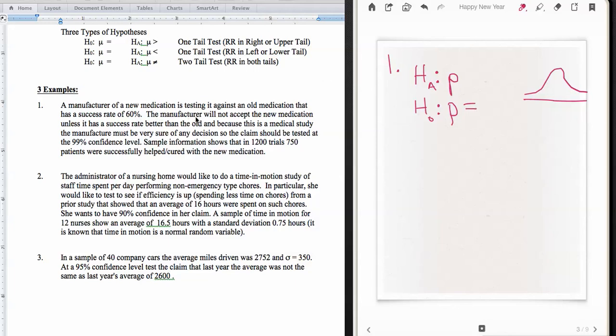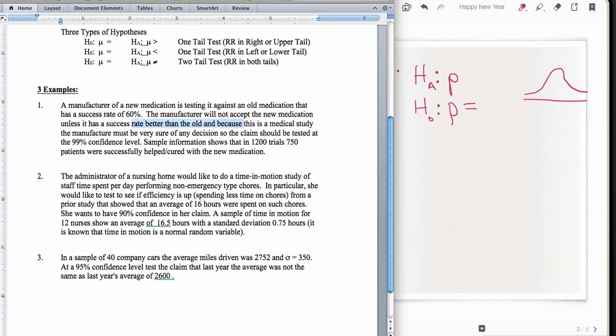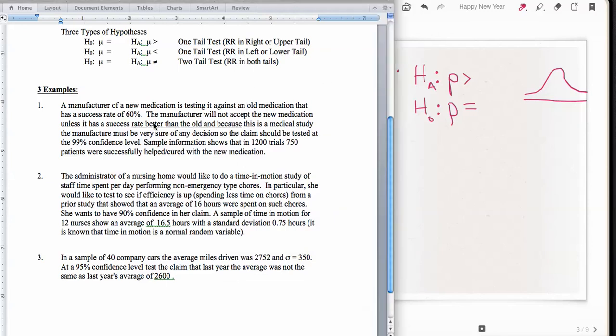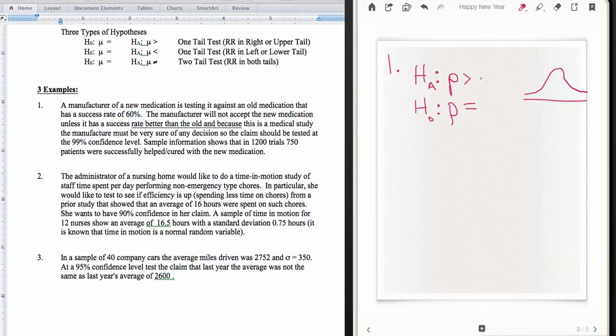So the manufacturer will not accept the new medication unless it has a success rate better than the old. Better than the old is very important here. Better than the old is what the claim is. So better than the old means greater than. And what is the old success rate? Well, the old success rate's right there, and that old success rate is 60%. So we're going to put in 60%, or you could put in 0.6 here as well. So 60% is what we have for a success rate there.